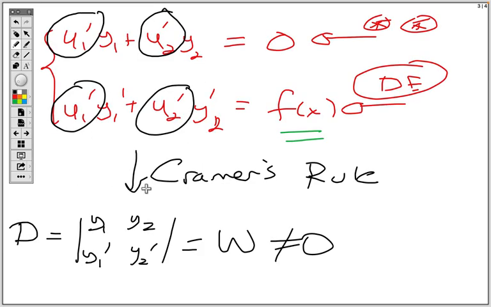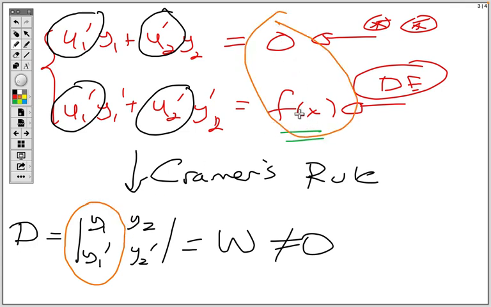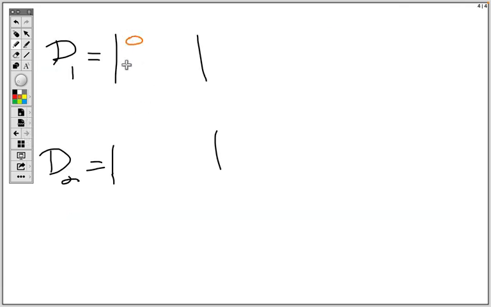So Cramer's rule says to get your D1, what you do is you replace the first column with the right-hand side of the equation. So we're going to replace y1 and y1 prime with 0 and f of x. And we'll keep the second column the same. This one isn't too bad. This one actually works out. We can do the zig minus zag kind of a thing, and we would get a minus y2 f of x.